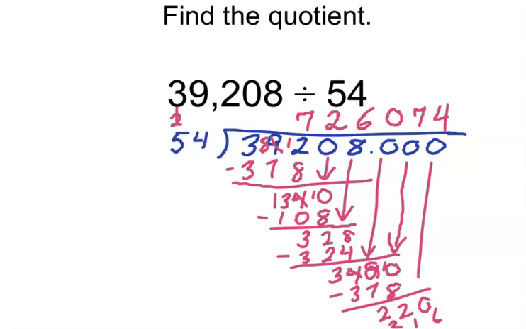All right, and so we're getting deep into this. This is going to keep going a little bit, but we can probably stop at this point, because we've gone several places past the decimal. So I would say that our answer for this one could be 726,074 thousandths, right? Tenths, hundredths, thousandths. So 726.074 would be the answer for that quotient.